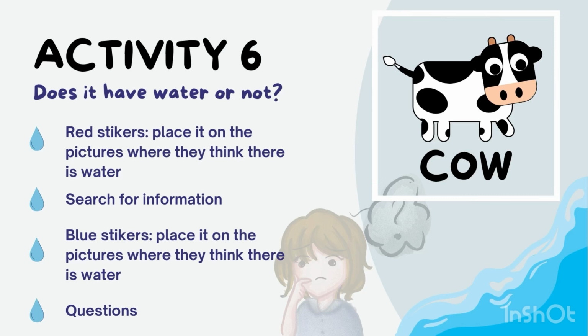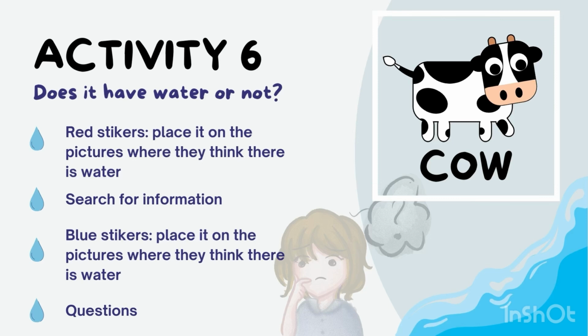Once they finish placing the stickers, they will be grouped in groups of 4 or 5 people and will be asked to find out information about the presence of water in the photographs that have been placed in the class. Once they have finished, they will be given new blue stickers, and they will have to repeat the process and stick them on the pictures where they think there is water.